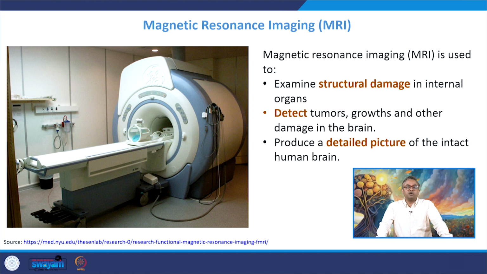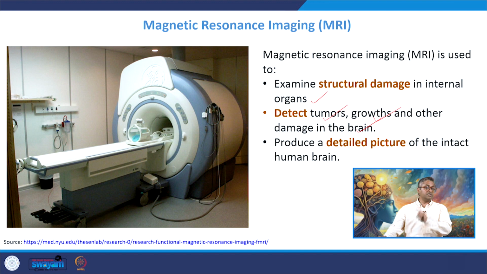Another methodology based on the magnetic principle is magnetic resonance imaging. This magnetic resonance imaging is extensively used in different labs, and it is a very good tool in the case of tumor identification or any anomaly or aneurysm in the brain. Examining structural damage in internal organs, this tool is very effective and very efficient. Early detection is possible with such a tool. It detects the tumor, growth of the tumor, and other damage in the human brain. This produces a detailed picture of the intact human brain.